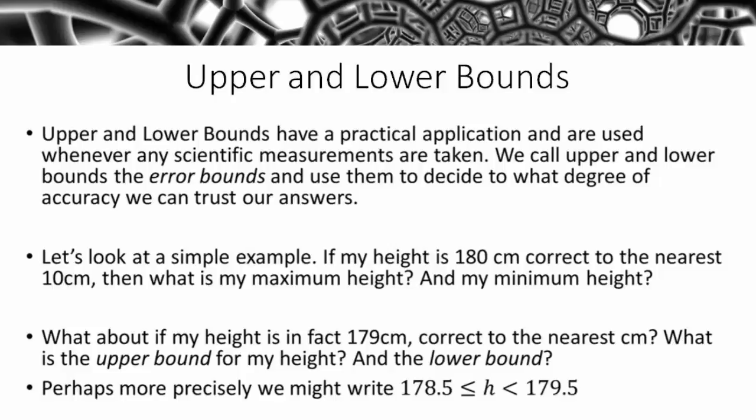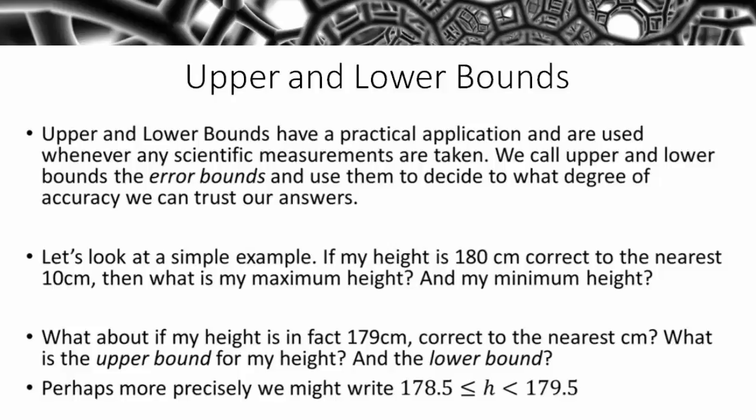Now, the accuracy you can describe in the words of upper and lower bounds, or error bounds. It is the maximum value your measurement could have taken and the minimum value your measurement could have taken. So, to take a simple example, if my height is 180 centimeters, correct to the nearest 10 centimeters, then what is my maximum and what is my minimum height?